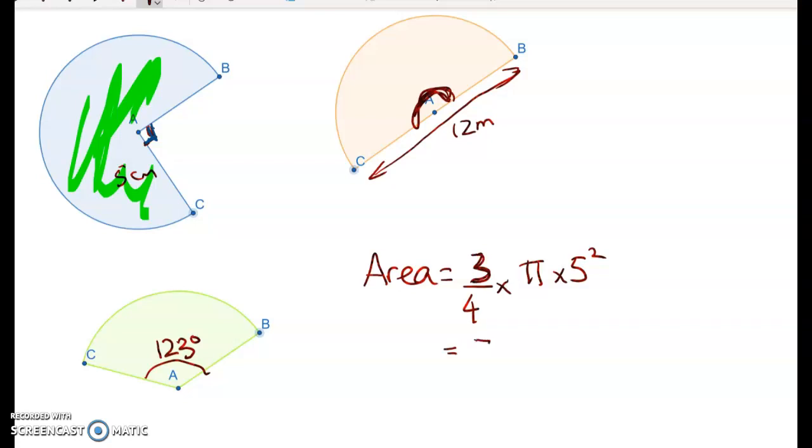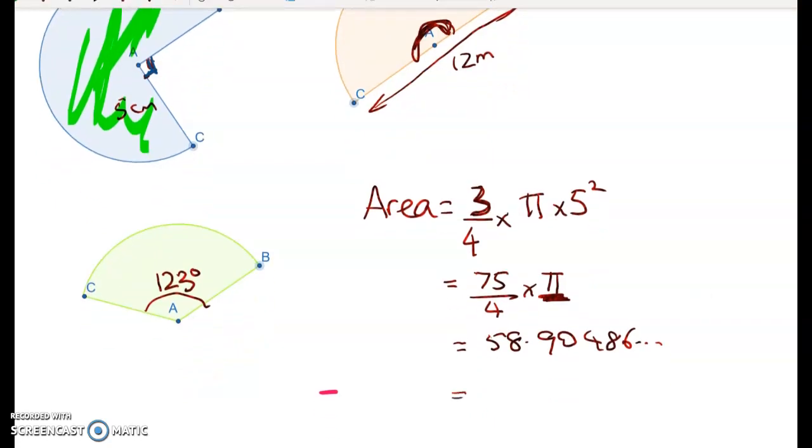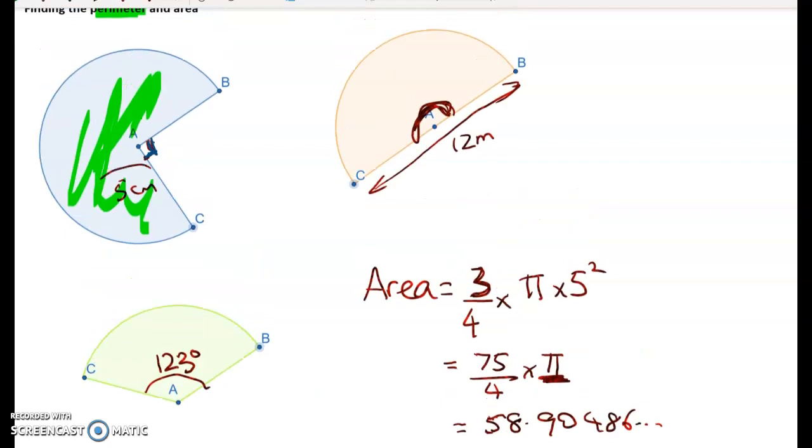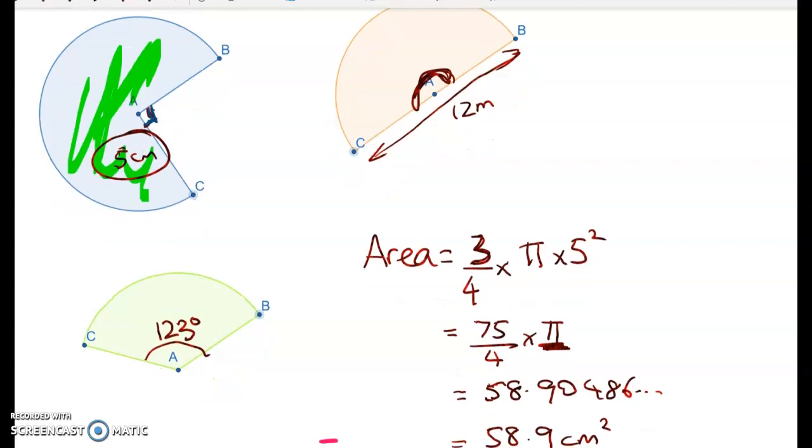So that gives me 75 over 4 times pi, which is 58.90486, blah, blah, blah. Remember, for this pi number, use the one on your calculator; you're not going to use anything crazy like just 3.1 or 3 or 3.14, right? So we round that now to something sensible, and I'm going to go to 58.9 centimeters squared. Now I'm choosing 58.9 to go 1 decimal place more than I have with the 5, right? Okay, so that's the area.